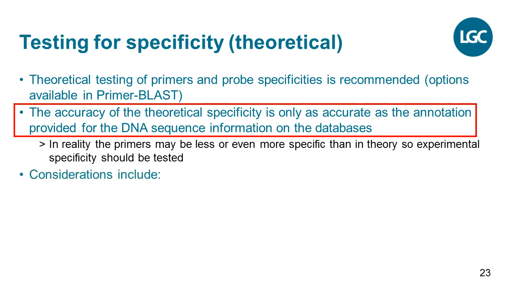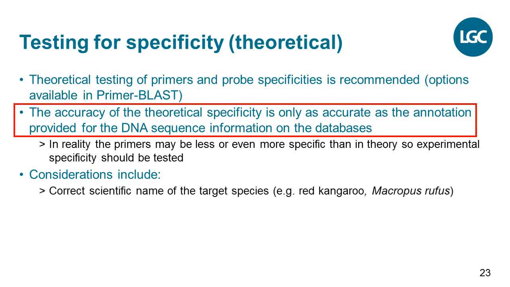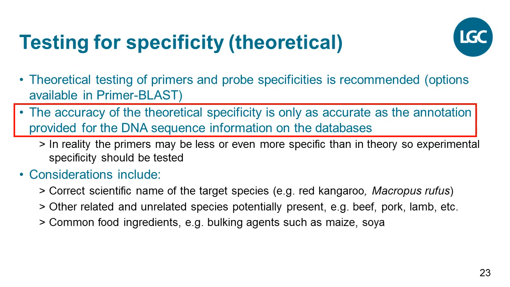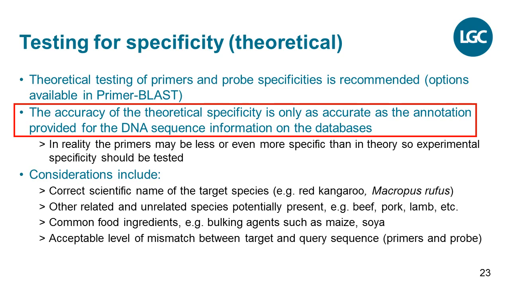Important points to consider when performing in silico specificity evaluation are ensuring the correct name for the target is employed, that other species likely to be present are included in the screen, and that other components present in the sample matrix are also considered, for example maize or soya bulking agents in foods. Finally, software that provides specificity screening will frequently report all of the possible matches. Careful appraisal of the degree of match reported should be undertaken before accepting an assay design.